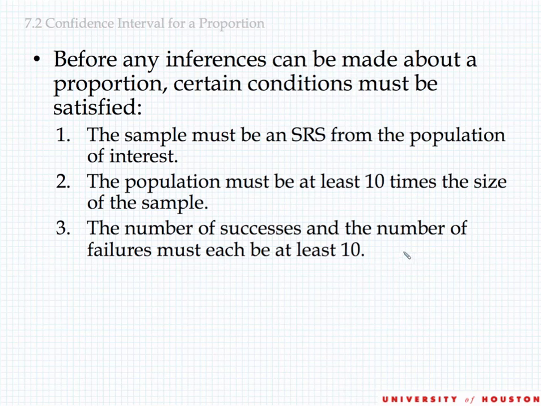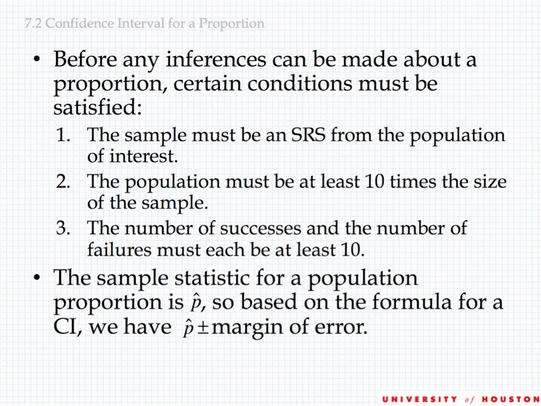Now what this means is that n times p has to be greater than or equal to 10, and n times 1 minus p, our proportion of failures, must be greater than or equal to 10. Our sample statistic for the population proportion is p hat. So based on the formula for a confidence interval, we have p hat plus or minus our margin of error.